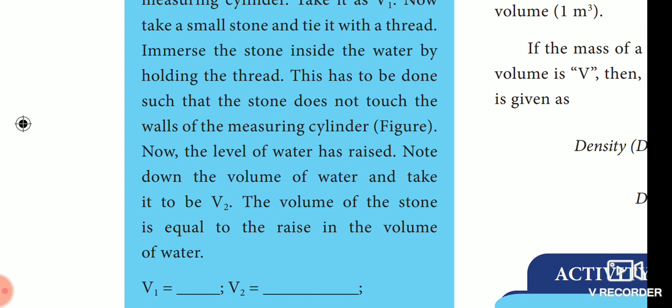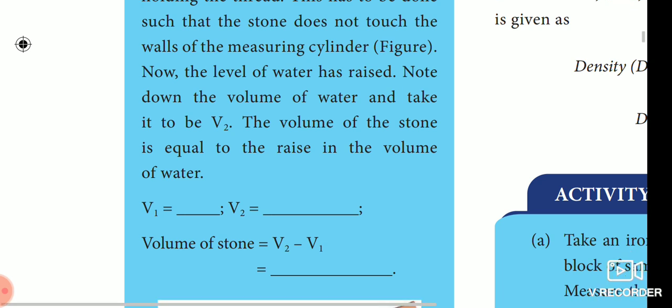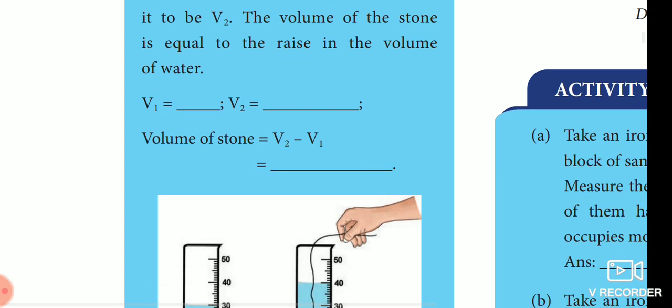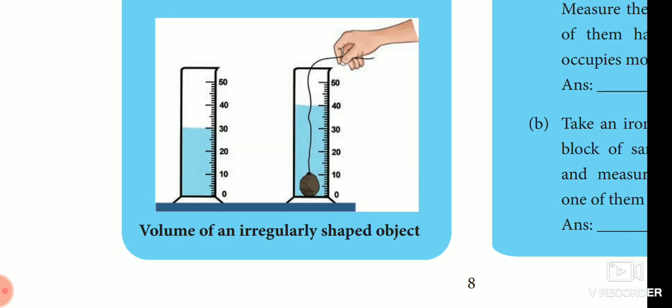Note down the volume of water. Now again we have to note down the volume of water. So that mark is V2. Already we have taken V1. Now V2. Now the volume of the stone is equal to the rise in the volume of water. The volume of the stone is equal to V2 minus V1. From V2 we have to subtract V1. So the answer is the volume of the stone. Do you understand children? Okay.